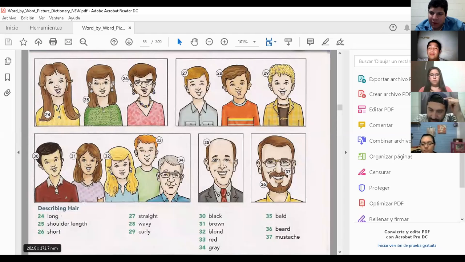It is very helpful. If you notice here, you have the number, and then you have the image. So it's going to help you learn vocabulary. How do you say cabello largo? Long hair. Shoulder length. Cabello liso? Straight hair.